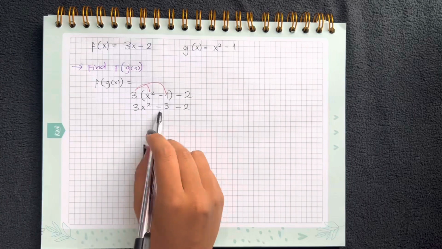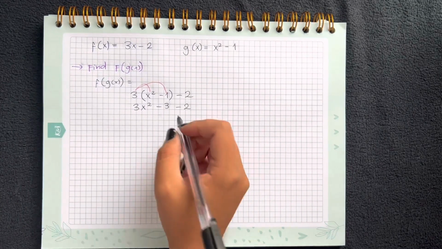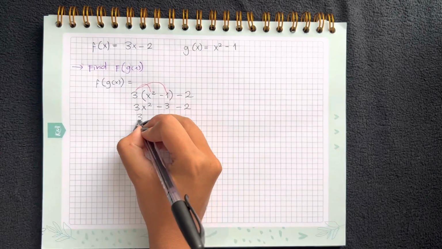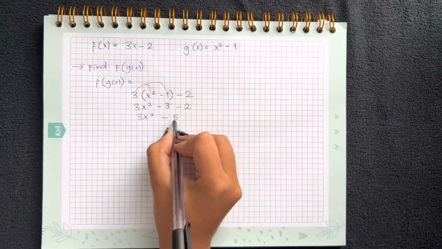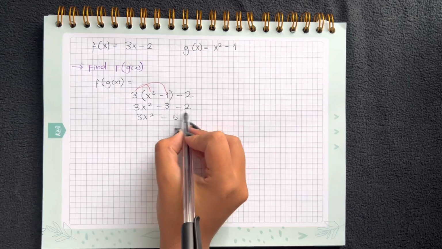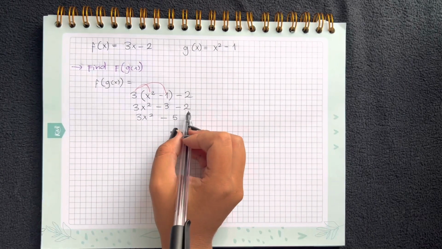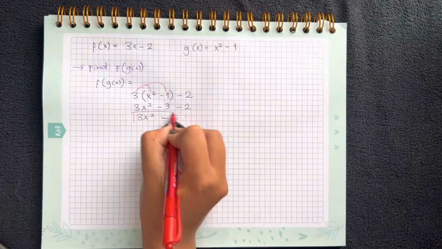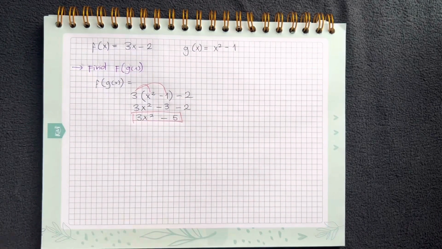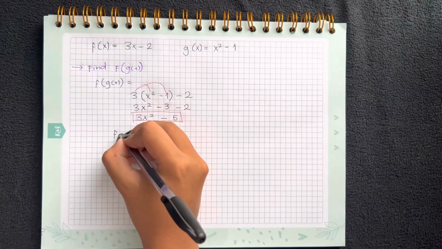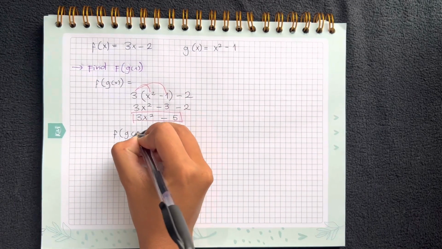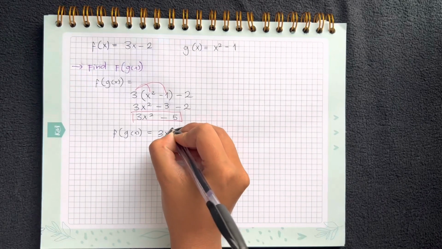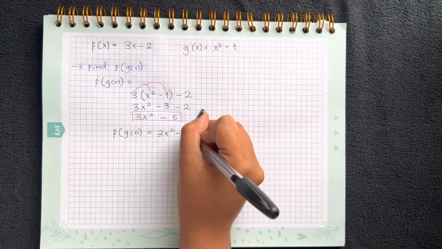Then let's solve this part. Minus 3 minus 2 will give us a result of minus 5, so what we have before, plus this minus this that we solved by doing this, and now we have our composite function, which is this. So let's write it in a correct way. f of g of x is equal to 3x squared minus 5.